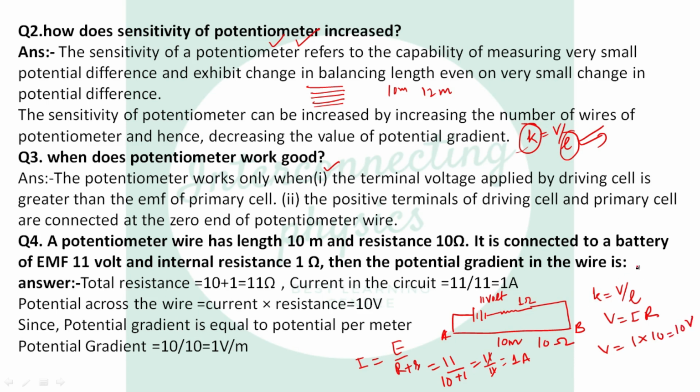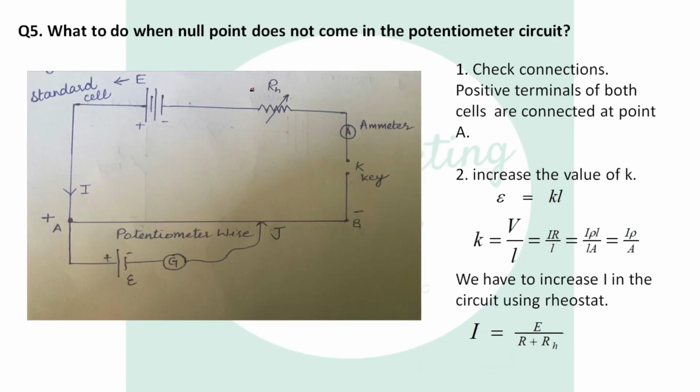So what will be K? K is equal to 10 volt divided by 10 meter. So K will be equal to 1 volt per meter. This is how we calculate the potential gradient in the wire. So what to do when the null point does not come in the potentiometer? First of all, a question comes here: how will you check whether the connections of the potentiometer are right or wrong?